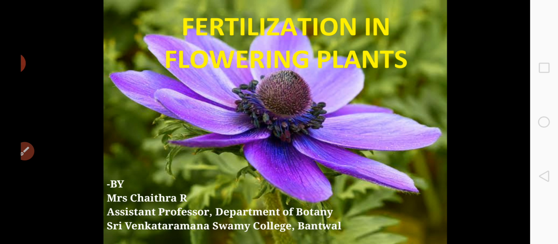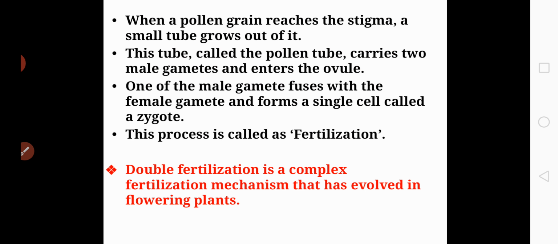So today's topic is fertilization in flowering plants. When a pollen grain reaches the stigma, a small tube is formed which is called the pollen tube, which carries two male gametes and then enters into the ovule. One of the male gametes here fuses with the female gamete and forms a single cell called a zygote, and this process is called fertilization. Okay, so fertilization means it is the fusion of male and female gametes to form a diploid zygote. Clear?